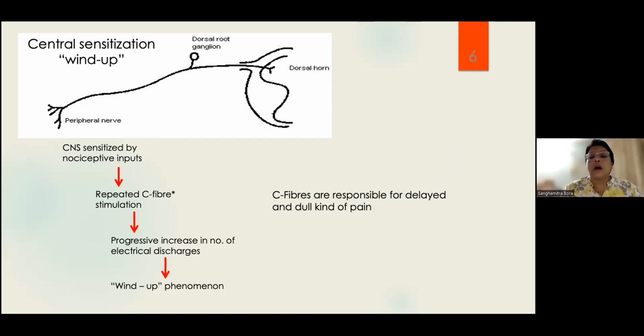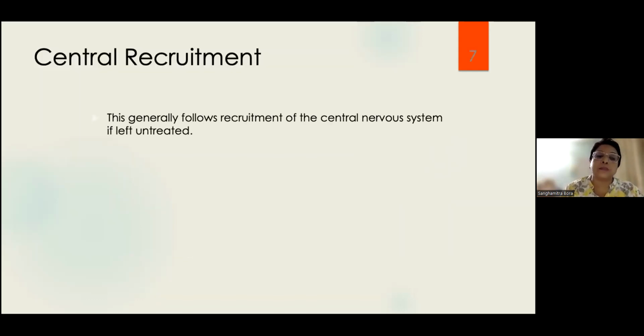So if we do not treat pain in the first stage, which is peripheral sensitization, another process comes into play, called peripheral recruitment. If the peripheral recruitment is also not treated, there is a chronicity that develops in the pain, and this includes the whole central nervous system. And at one point of time, the central recruitment process also takes place.